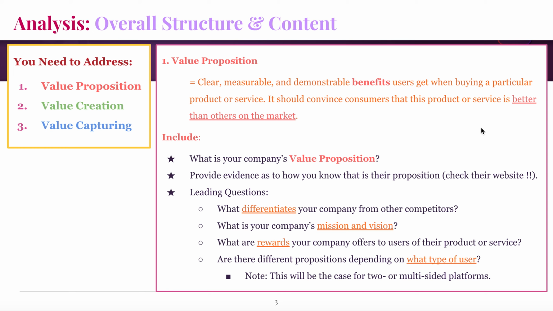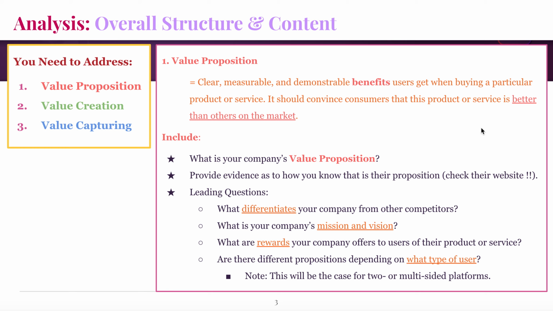What is your company's mission and vision? Usually you can find those on their website. What are maybe some rewards or benefits that users would get by using your company's product or service? And also, are there different propositions depending on what type of user?